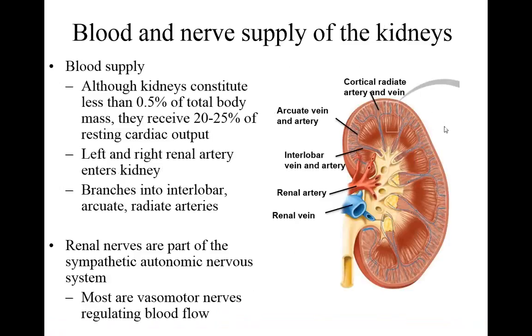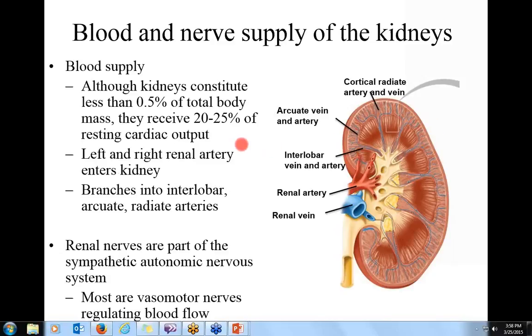Blood supply. At any one time, even though the kidneys are small, they have about 20 to 25% of the resting cardiac output. So they get a lot of the volume of the blood. And renal nerves are innervated in parts by the sympathetic portion of the nervous system, sympathetic branch of the autonomic nervous system. Mostly what that's going to regulate is blood flow into the kidneys.